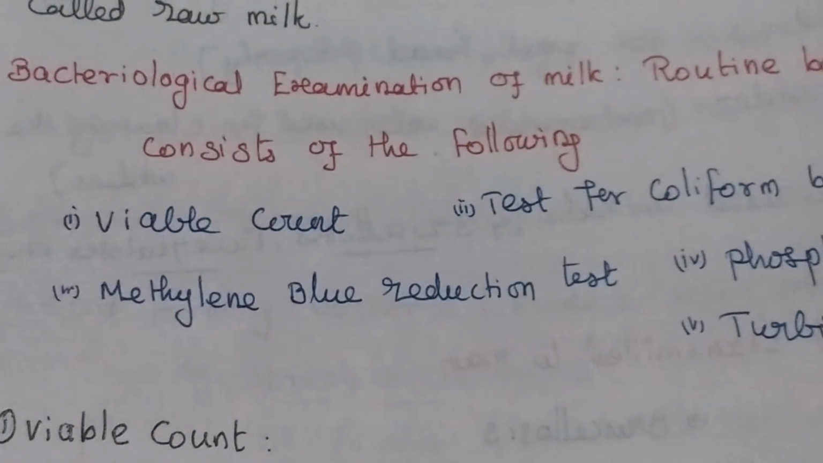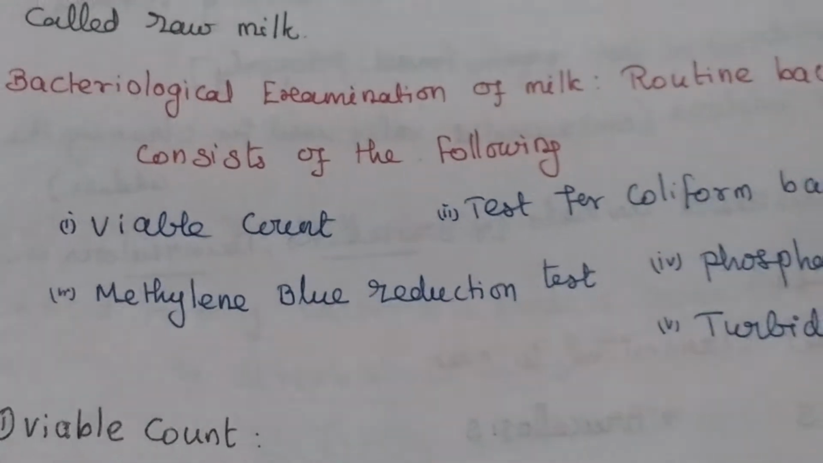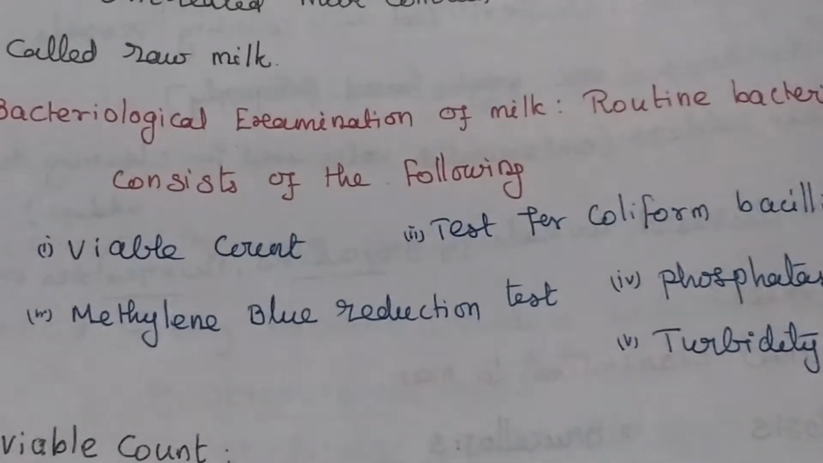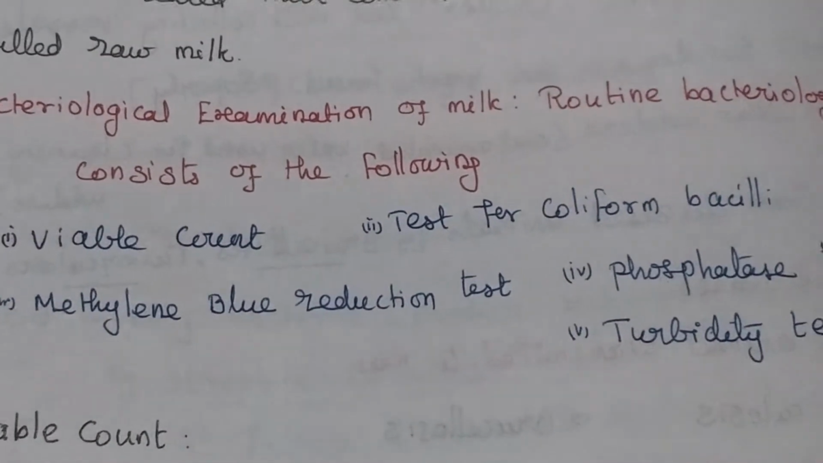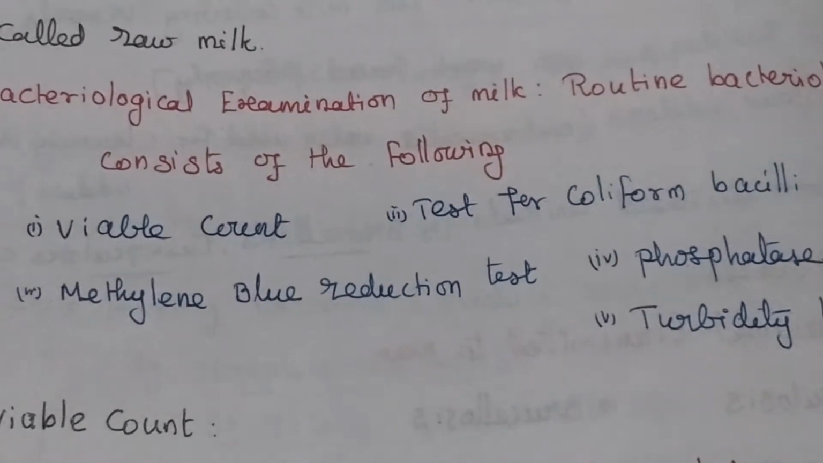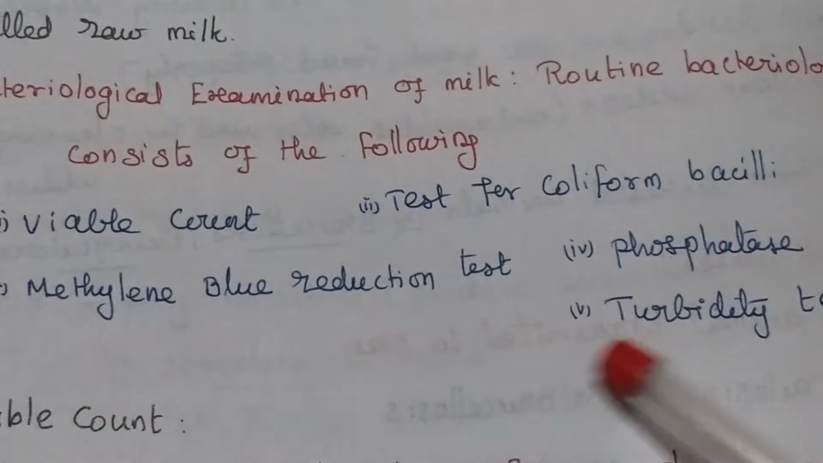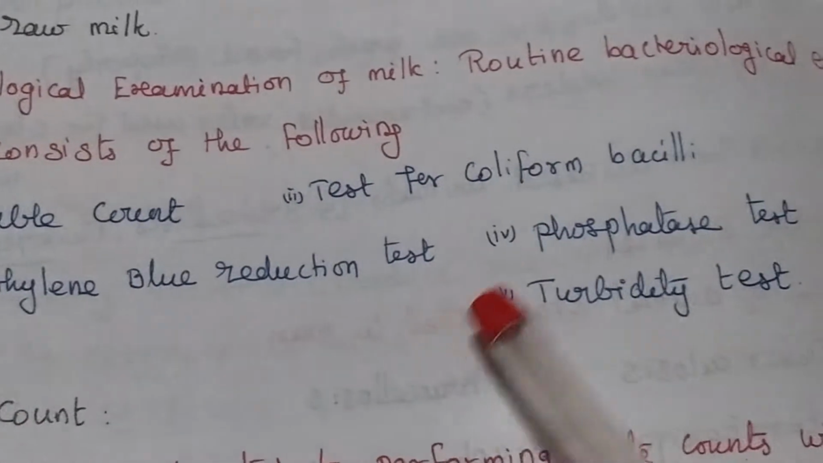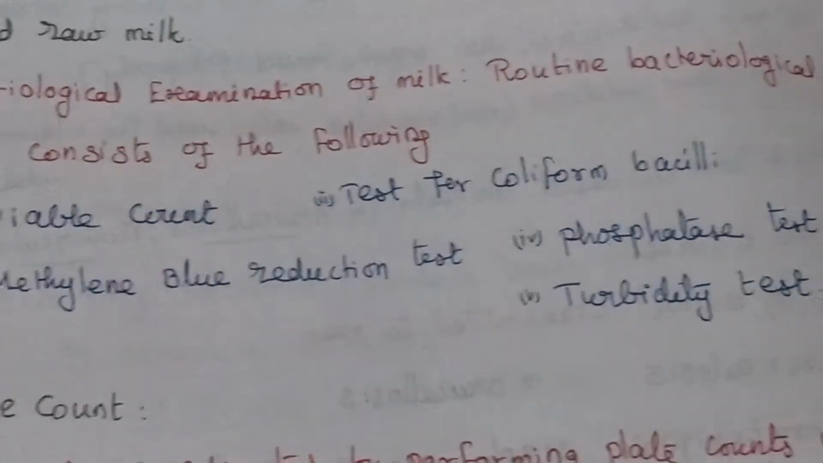This video is a continuation of bacteriology of milk. Now we see about bacteriological examination of milk. In this, five different methods we will see in detail: viable count, test for coliform bacilli, methylene blue reduction test, phosphatase test and durability test.